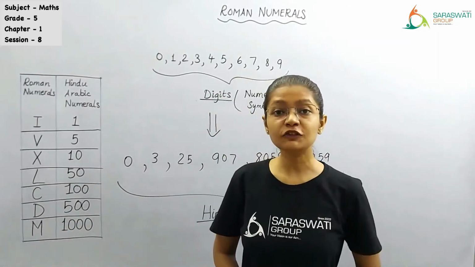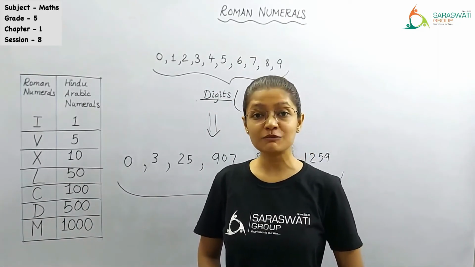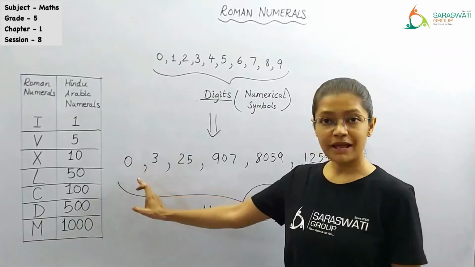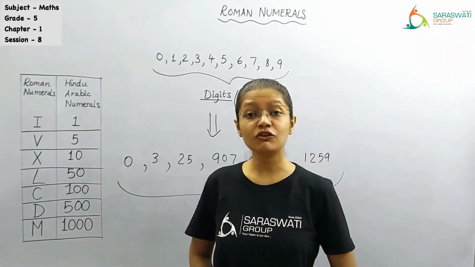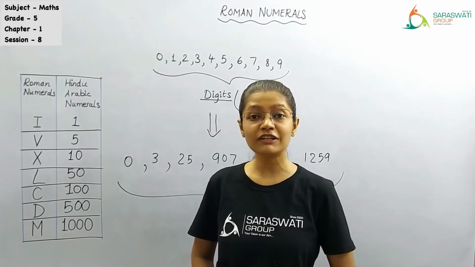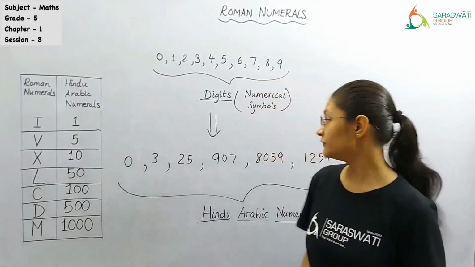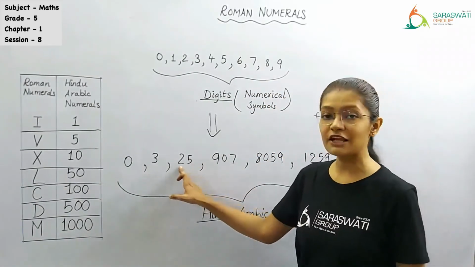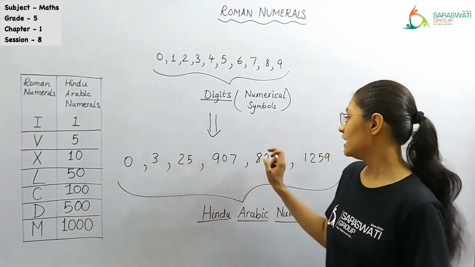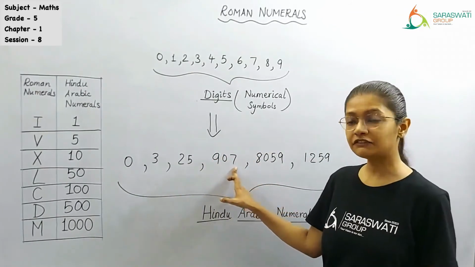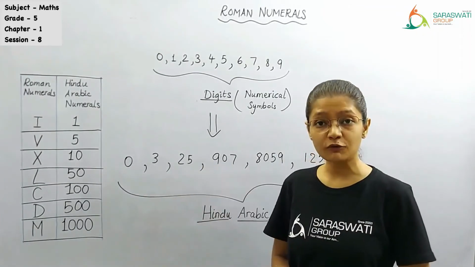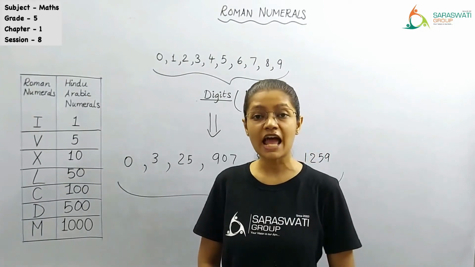Now students, in case of the Roman numeral system, they do not have the concept of 0. If we want to show the number 0, then how do we write it? This manner. But in case of the Roman numeral system, they do not have the concept of 0. There is no Roman numeral for it. And also, they do not have the concept of place value. Now, in case of the number 25, the place value of digit 2 at tens place is 20, that is 2 followed by 0. In case of the number 907, the place value of digit 9 is 900, that is 9 followed by 2 zeros. So, in case of the Roman numeral system, they do not have the concept of 0 and place value.